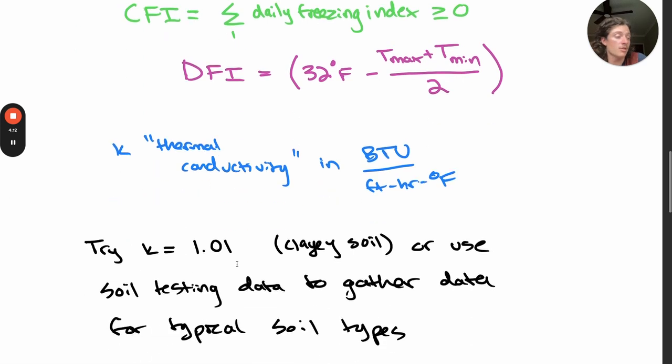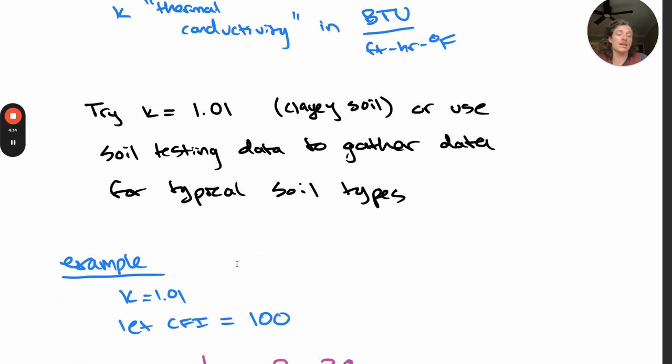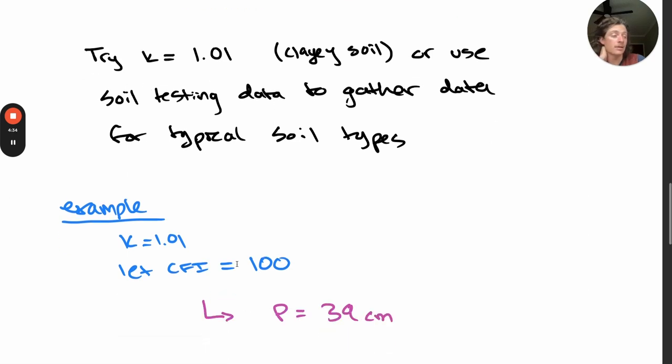And if we plug that in along with a CFI of, let's say, 100, which is highly unrealistic, we're likely going to have much less than 100 days in which the average temperature is below freezing. But let's just say we plug in the value of 100 with a pretty conservative thermal conductivity value. We get a value of P of around 39 centimeters. So this tells us that even in a wild case that's likely never going to happen, we still only have a 39 centimeter P.